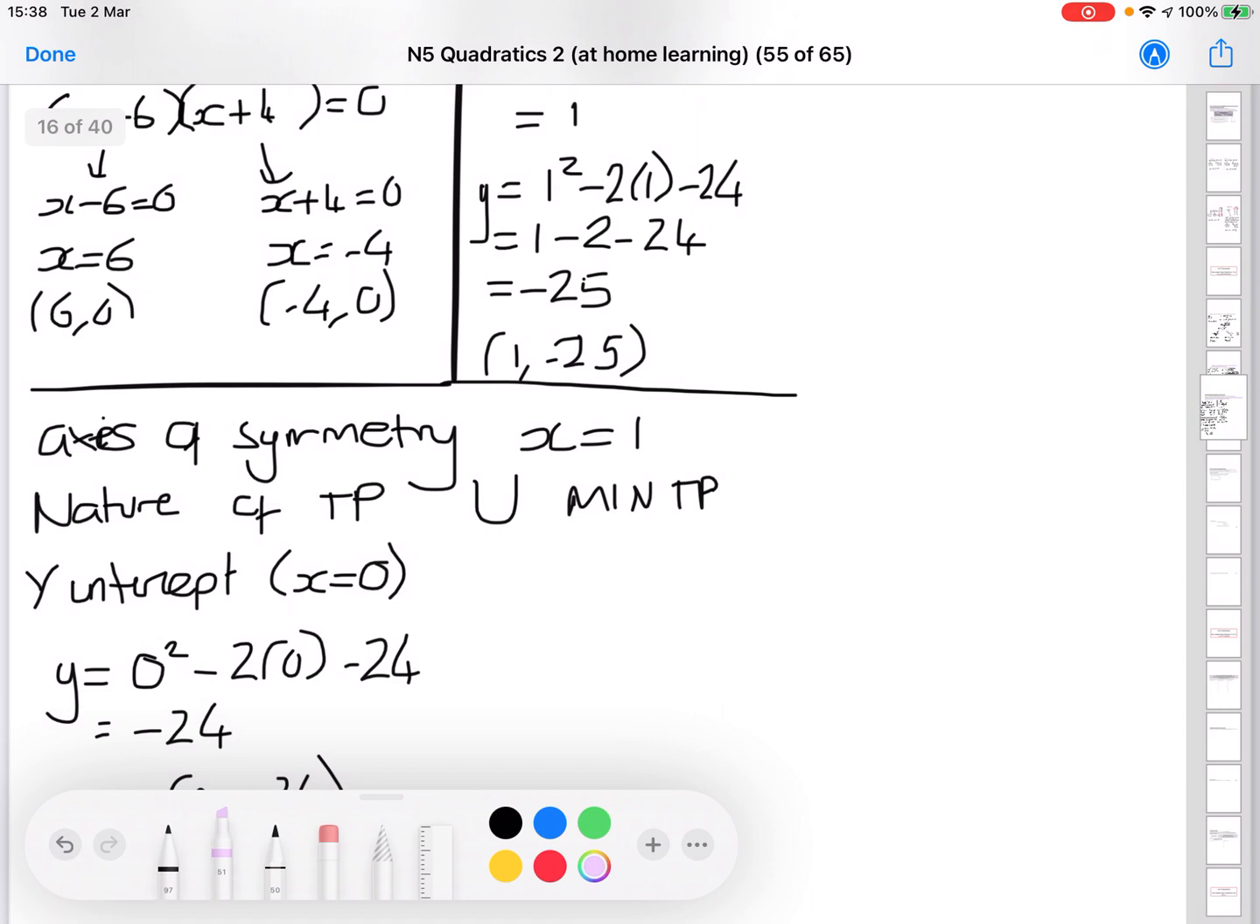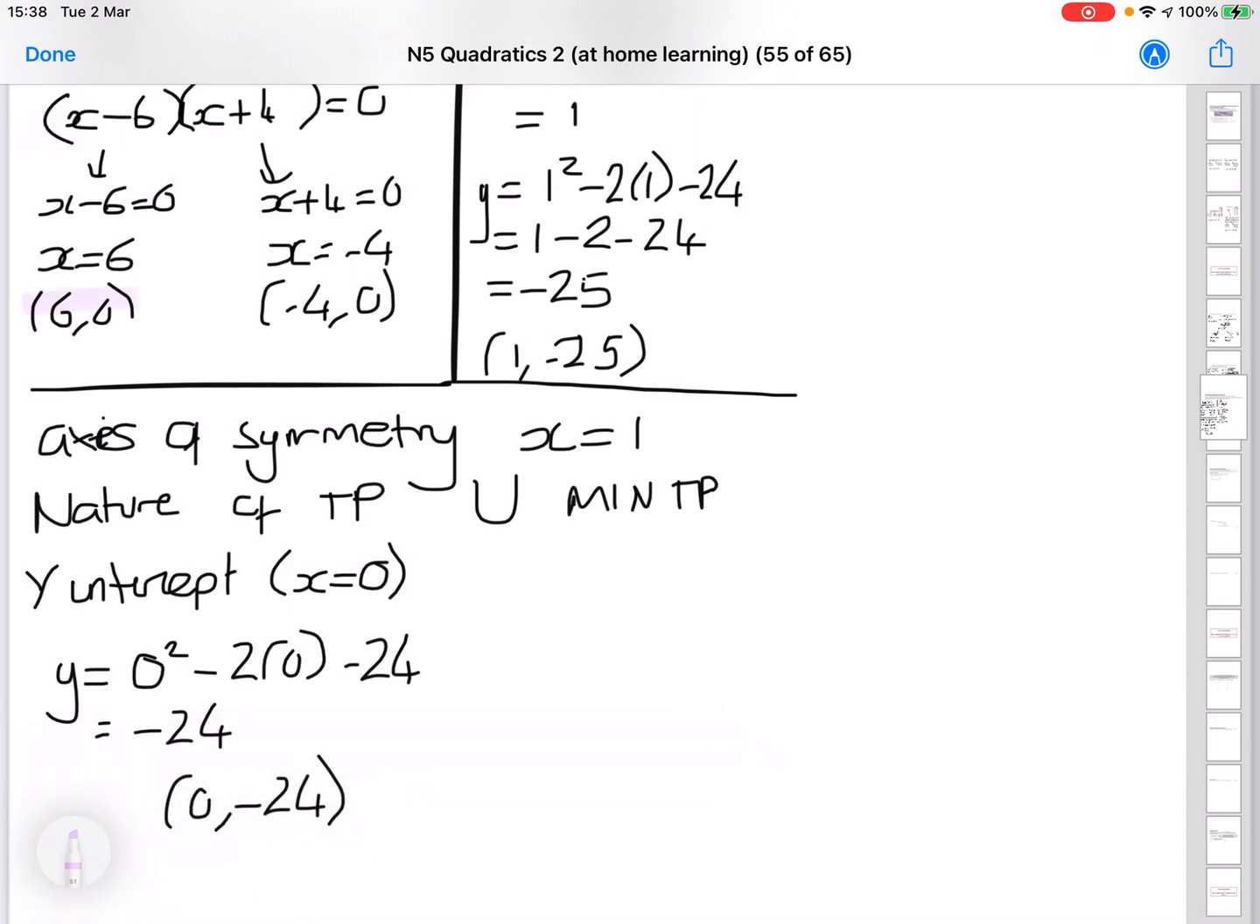So now that we've done all these pieces of working, we need to mark these various coordinates onto our diagram. So we have our two roots, we have our turning point, we have our y-intercept, and we have our line of symmetry.